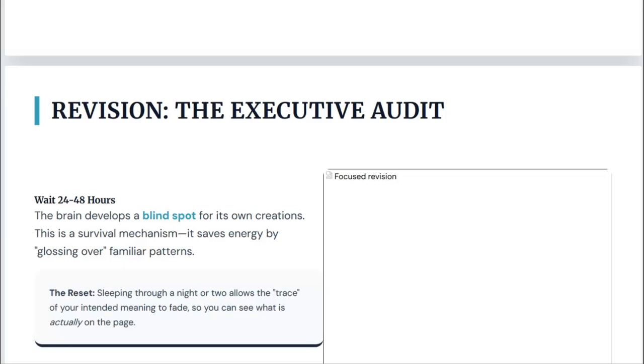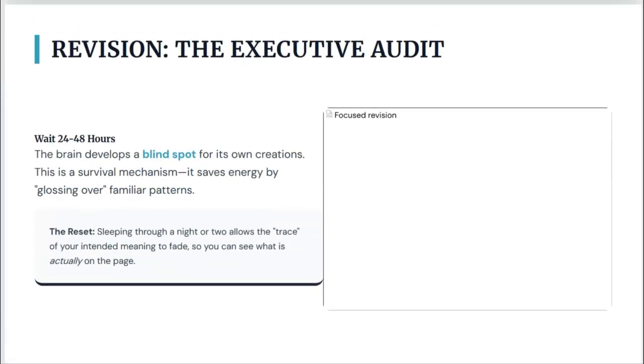Ooh, no. Okay, revision is the executive audit. Wait 24 to 48 hours. And why? Because the brain develops a blind spot for its own creations. This is a survival mechanism. It saves energy by glossing over familiar patterns. So this way, if you let it rest, then you can come to it with fresh eyes and you will actually see it from an independent, almost third-party perspective.